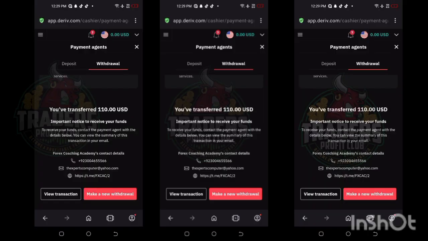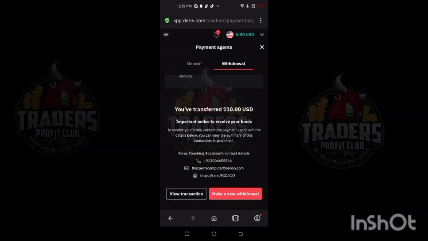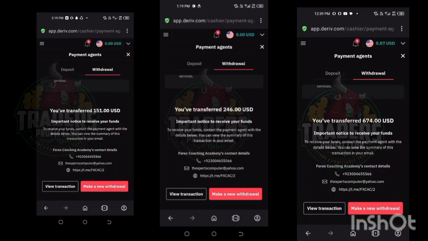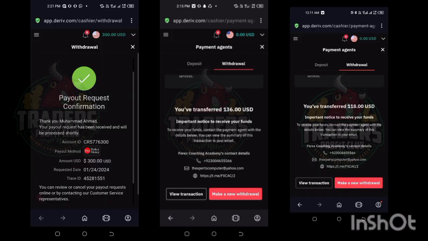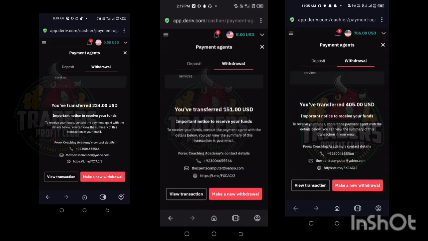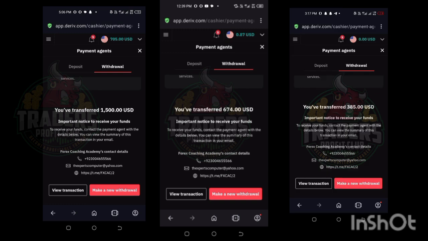Let's move on to withdrawal. Here you guys can see these payment agent withdrawals. These all withdrawals came right through the boom and crash trading on Deriv official website. Here you guys can see these all results from our spike killer system. This is a very unique system. Here you guys can see our payout from Deriv official website. Yeah my guys, this is a profitable system.